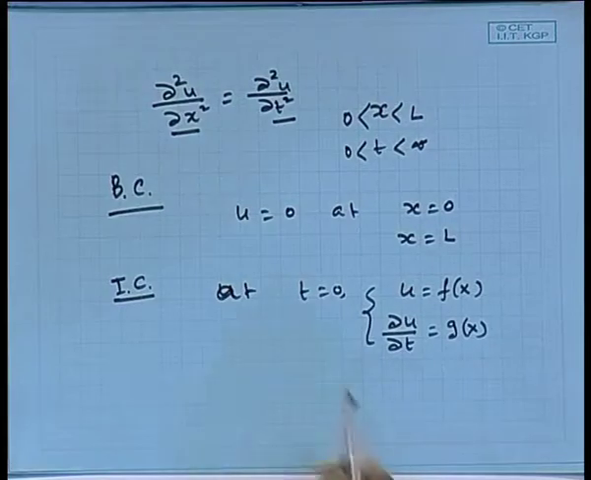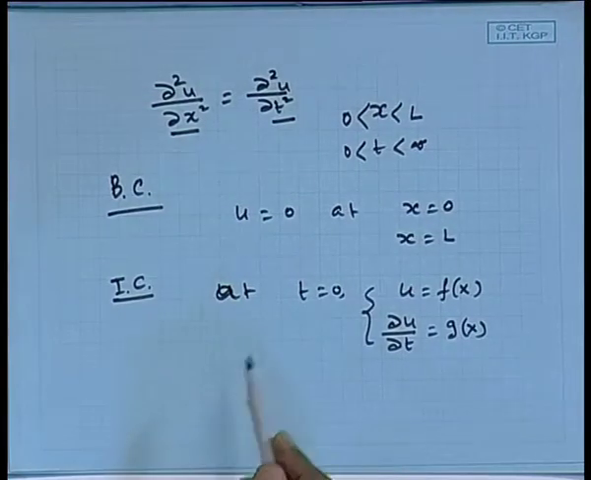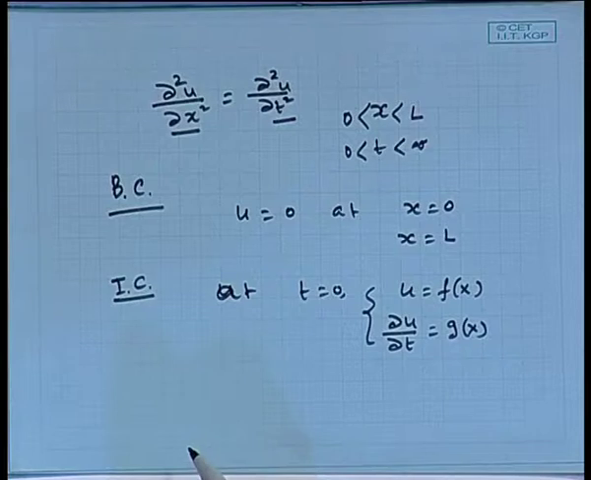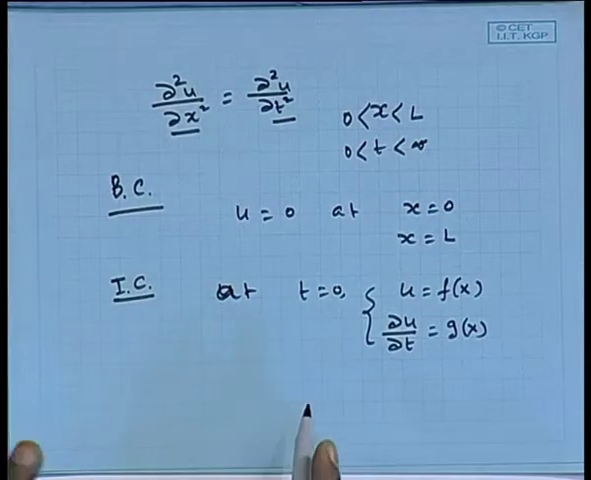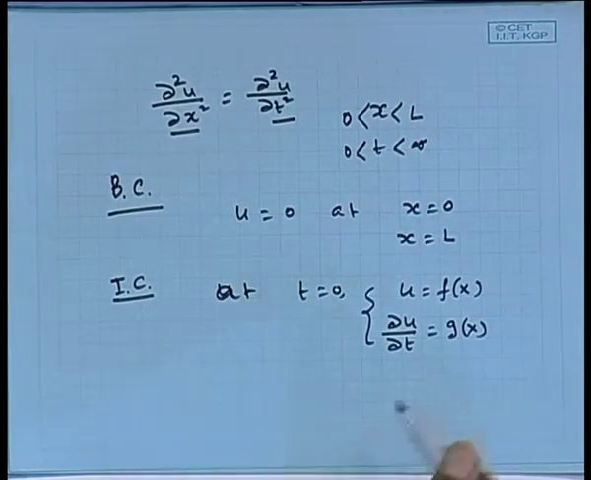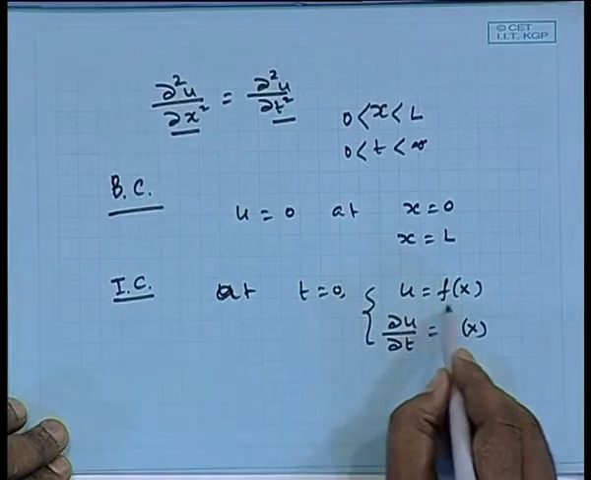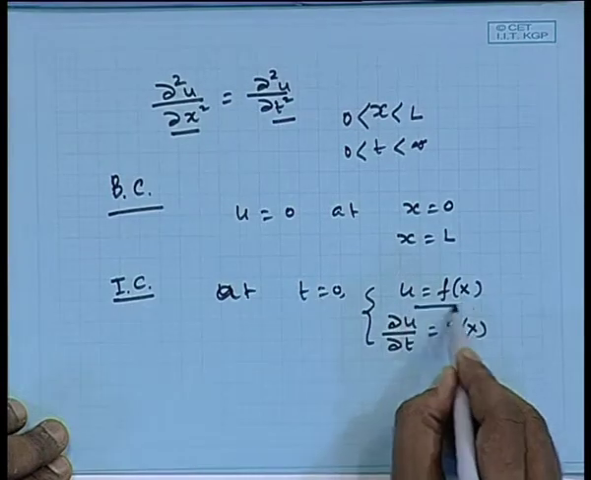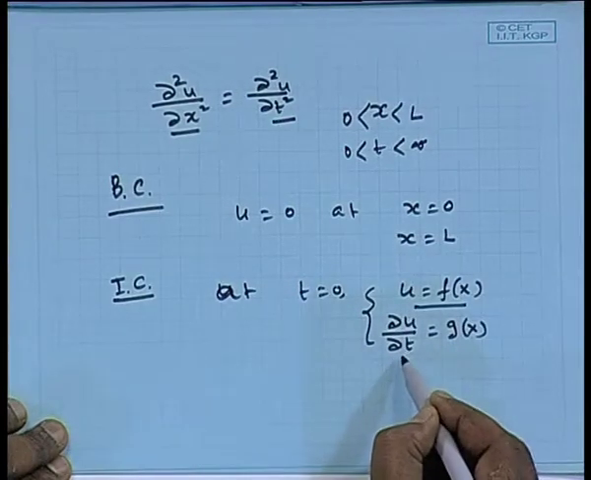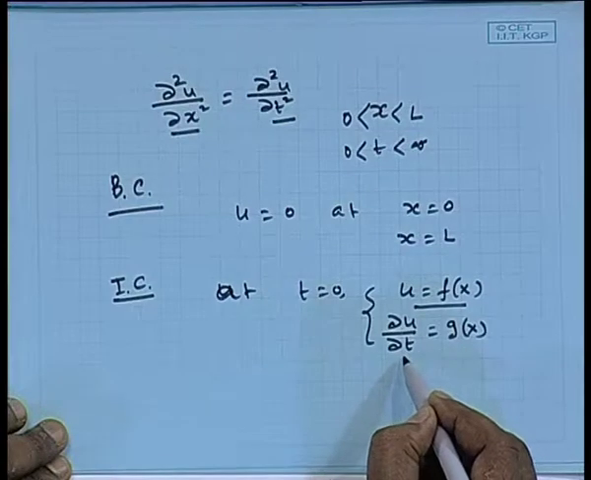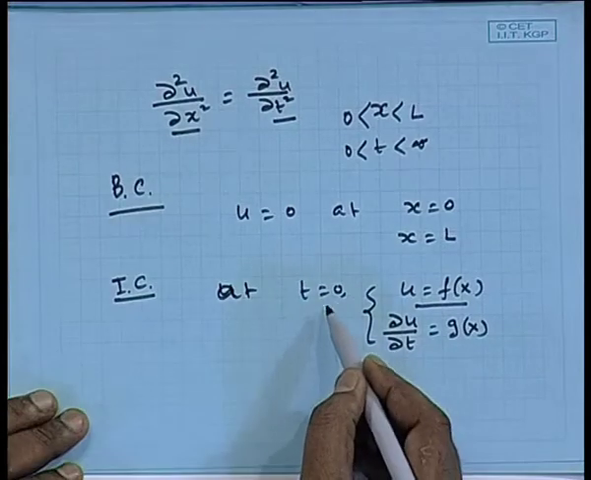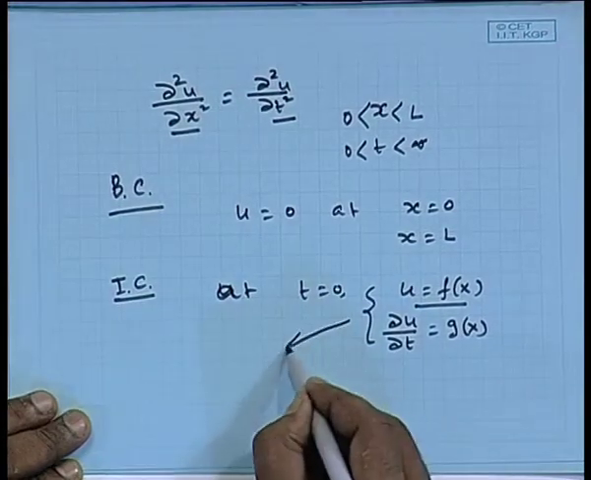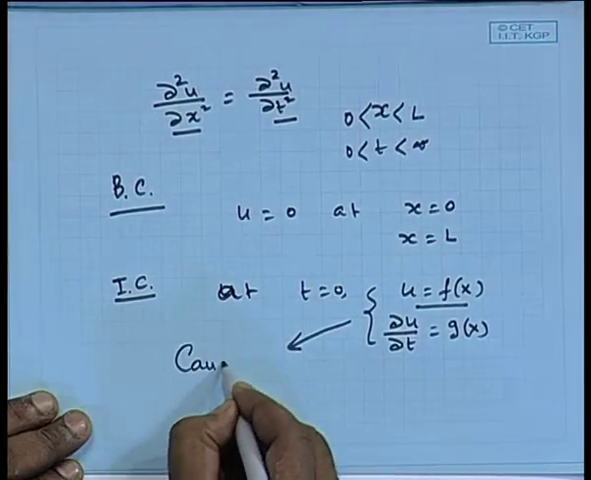The value of the dependent variable, let us say temperature, and its derivative is also known to you at time t equal to 0. Then only you can define this problem as a well behaved problem. Now, whenever you are having the value of the dependent variable and its derivative with respect to time specified at the same time point, because it is at t equal to 0, this condition is known as Cauchy condition.